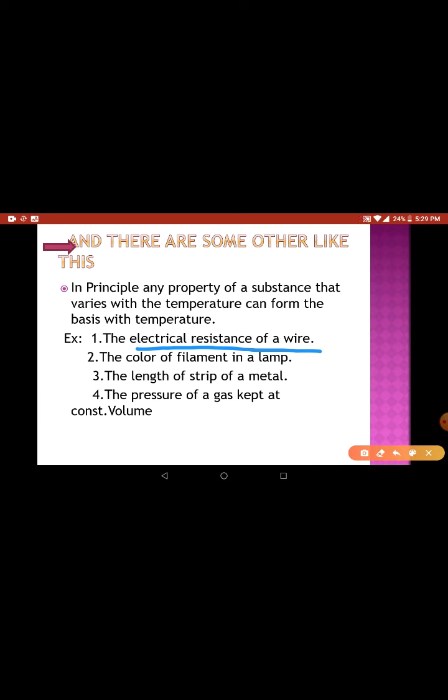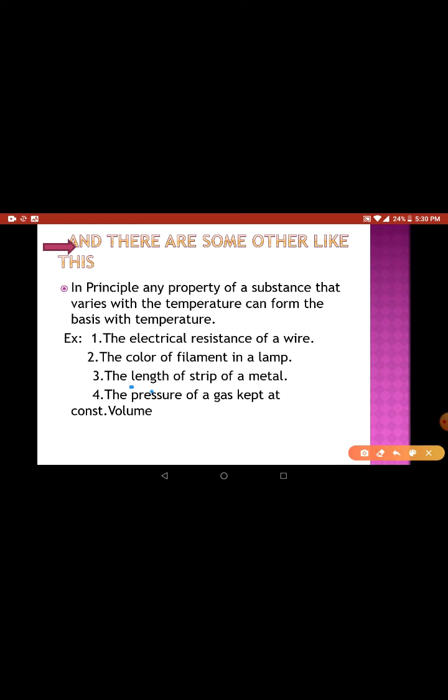Similarly, there are also some other properties. The color of a filament in a lamp. When a filament is heated, it gets different colors according to the temperature. Early on, at lower temperatures, it will show orange color. Then if you go on increasing the heat, it goes to red hot. If you further increase, then it turns into blue color. Like that, the change in color as a function of temperature change can be used as a thermometric property, and we can devise thermometers using this property.